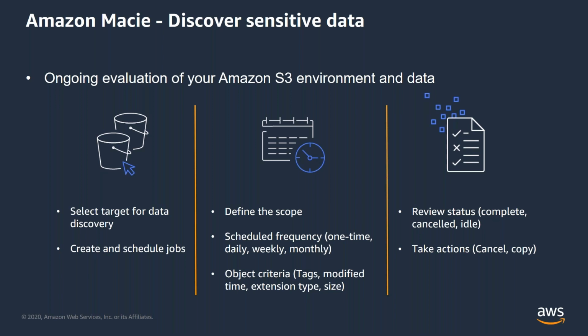So leveraging object criteria like tags or modified time or extension types and size, customers can use this for use cases and benefits such as they can define Macie to inspect objects which were created within a certain time frame, or objects of certain file types, or objects of certain size. Customers also have the ability to review all the jobs that are either under process or have completed, so they can review the status of all these jobs and then take actions on them as well.